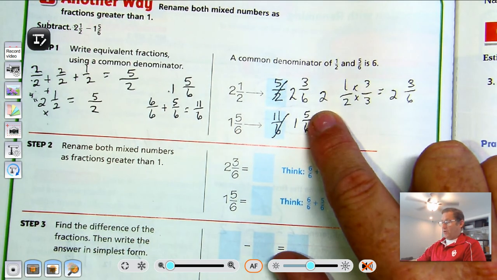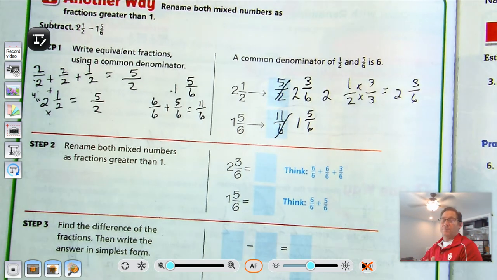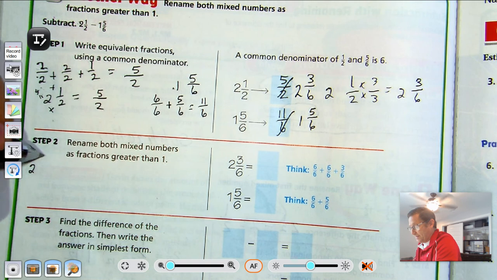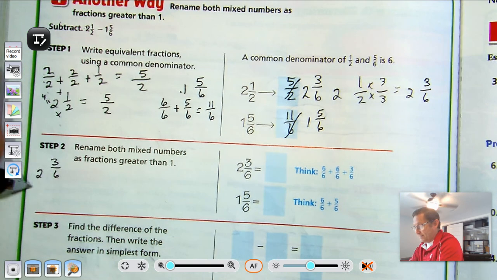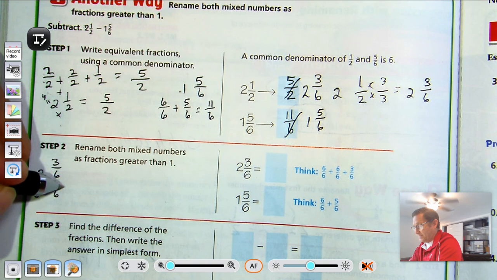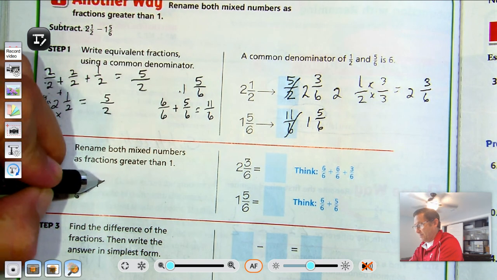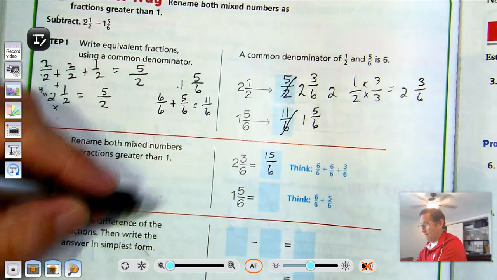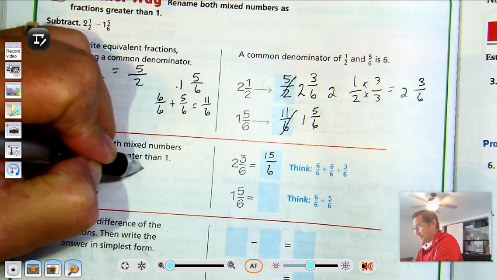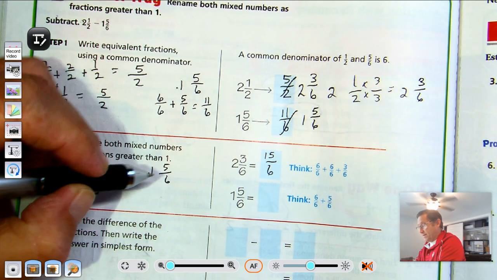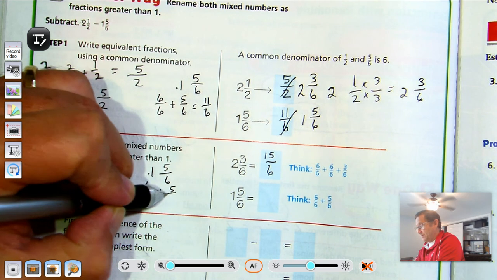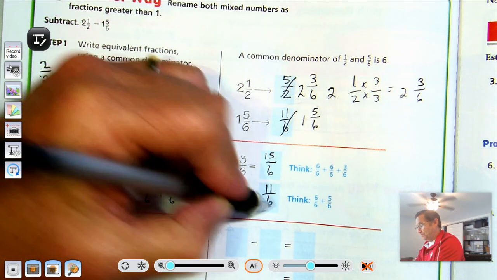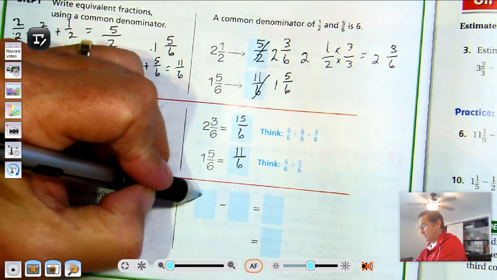Now, at this point, we notice that we can't take 5 from 3. So now we would rename both mixed numbers. So 2 and 3/6 I can write as 6/6 plus 6/6 plus 3/6, and that would give me 15/6. 1 and 5/6 I can write as the 1 would be 6/6 plus the 5/6, and that would give me 11/6. Now we can find the difference. We have common denominators.